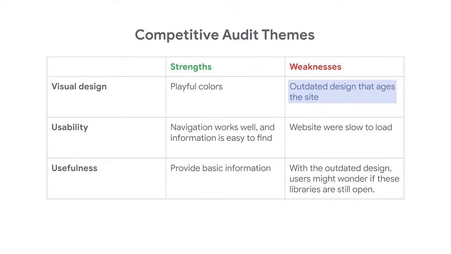Under usability, I've listed another strength, the navigation. Many of the library websites I checked out have navigation that works well, and information is often easy to find. But a weakness is a few of the websites were slow to load. The speed has a big impact on the usability of websites. For usefulness, I noted that the library websites provide basic information. But with the outdated design and information, users might wonder if these libraries are still open.